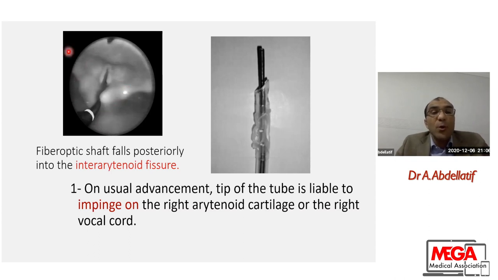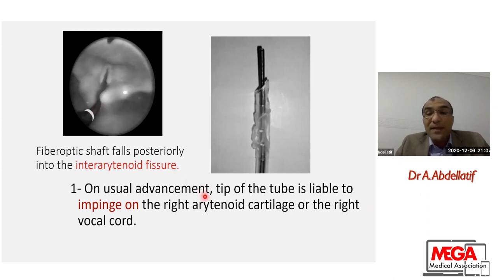Usually this picture is blind during fiber optic bronchoscopy. You are not seeing what is happening here when the tube comes down over the shaft of the fiber optic to pass the vocal cord. We cannot see this phase. The fiber optic shaft here, by gravity and by curvature, is between what's called the inter-arytenoid fissure. This is the arytenoid cartilages, and the shaft here is between them, a very, very narrow space.